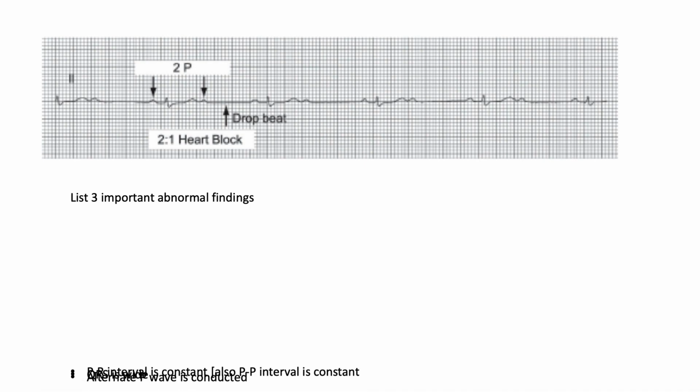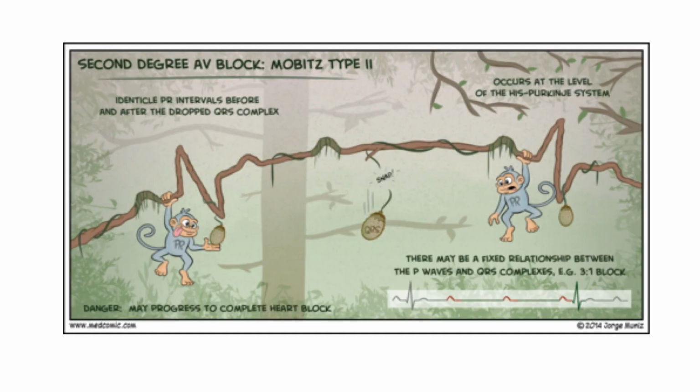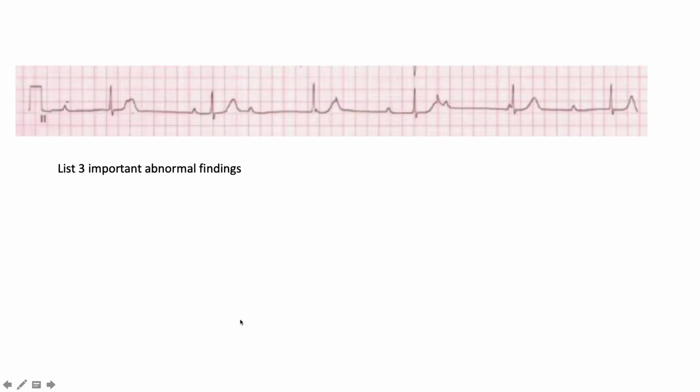What's happening here? We have a drop beat here, but note that the PR interval is constant. It's a constant thing. There's no progressive lengthening, right? And in this particular instance, this represents what we call 2:1 AV block, right? So it's Mobitz type 2 second degree AV block with 2:1 conduction. And this is demonstrated in this diagram that there may be a fixed relationship between the P waves and the QRS complexes. Alrighty. This is more dangerous than second degree type 1 because this easily becomes complete heart block.